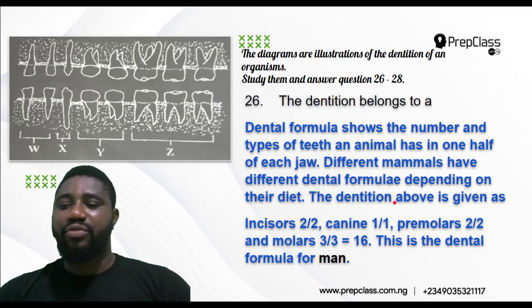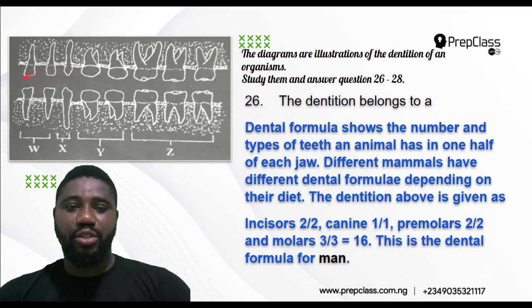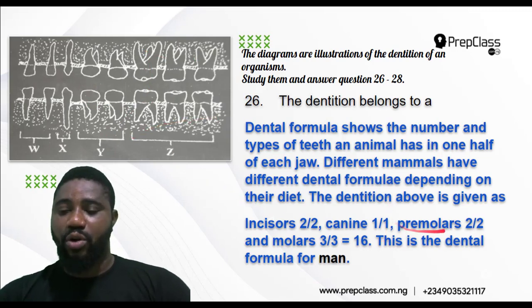The dentition above is given as incisors 2/2. You can see 2 incisors here, 2 incisors here. Canine 1/1. The incisors are the ones labeled W. Canine 1/1, the one labeled X. Premolars 2/2, the one labeled Y. Molars 3/3, the one labeled Z. So incisors 2/2, canine 1/1, premolars 2/2, molars 3/3.